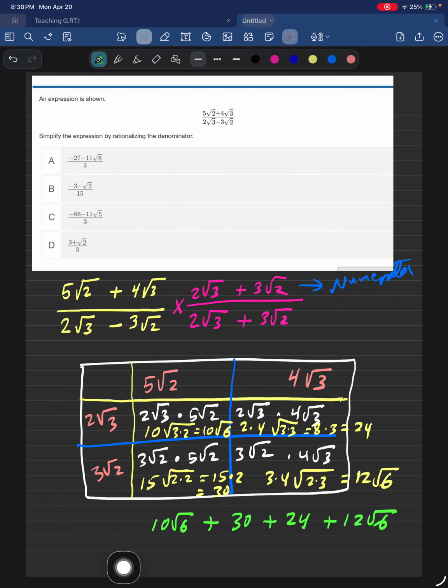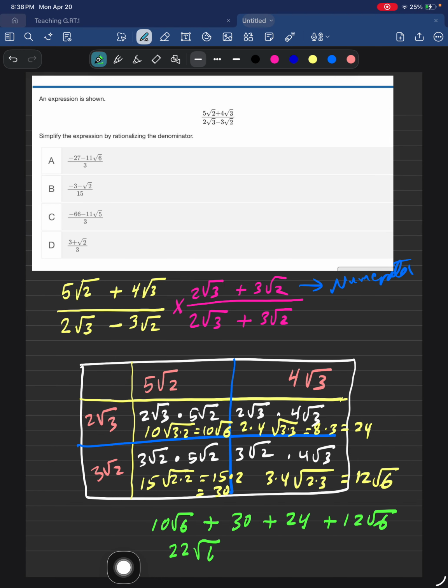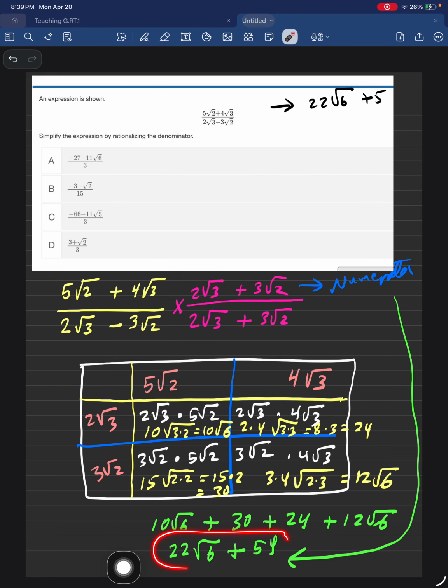Now we combine the like terms as follows. We see here square root of 6 as we have square root of 6. So now we have 12 in this side and 10 in this side. So 12 plus 10, which is equal to 22. Of course, square root of 6, plus 30 plus 24, which is 54. So we end up with a numerator as follows. We just need to write the answer. The answer for the numerator will be 22 square root of 6 plus 54, as we said. So we take the result here just to record it. And then we will work next with the denominator.